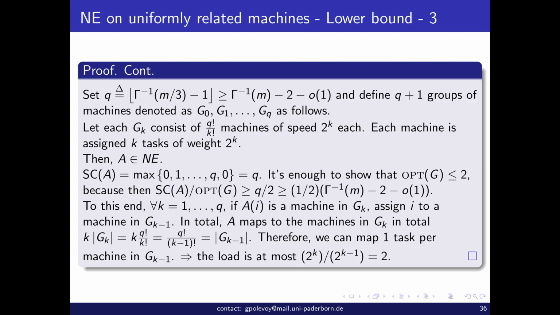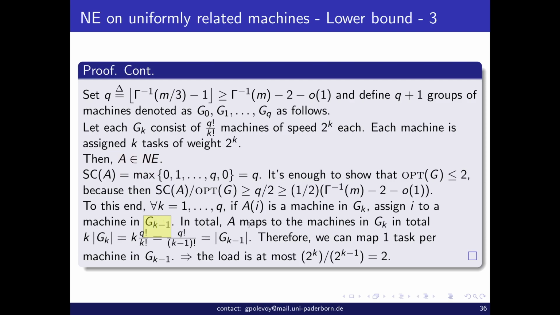So consider the following assignment. For each K from 1 to Q, if A of I, the assignment we have used, which we proved to be an equilibrium, is a machine in group GK, we now assign I to a machine in group GK minus 1. We cannot unilaterally decrease the load which a given task experiences, but this whole rearrangement will now help us decrease the load. So if A of I is a machine in GK, assign it now to some machine in GK minus 1.